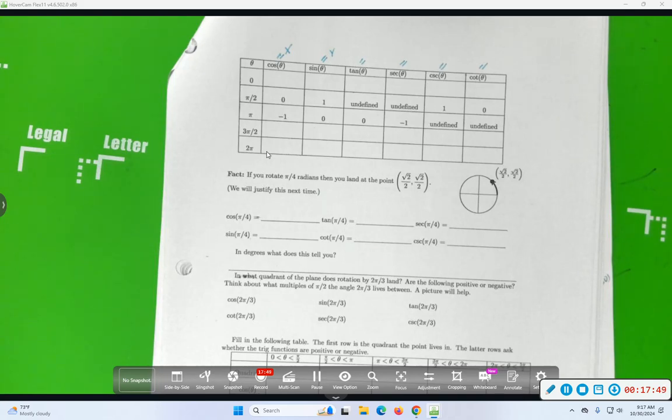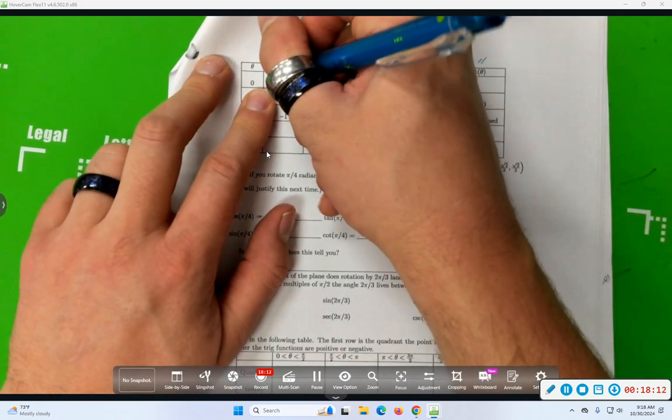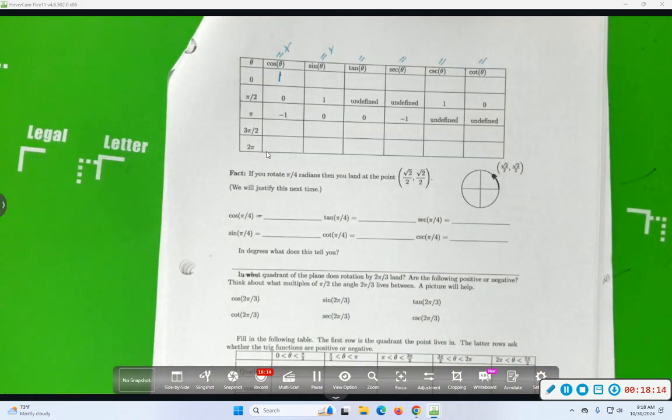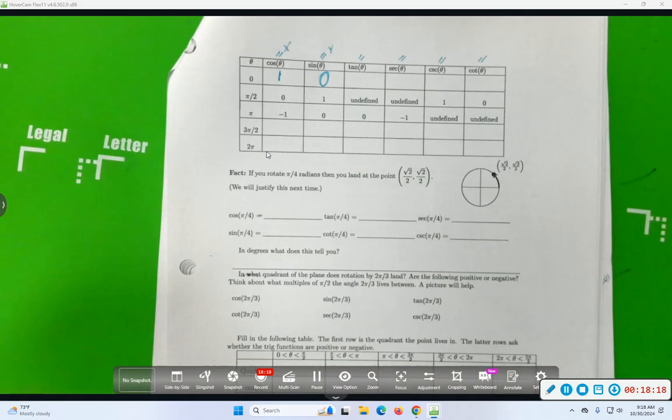So let's think about 0. So you start at the point 1, 0. You rotate by nothing, so you stay put. So if you start at the point 1, 0 and you don't do anything, then what point are you at? 1, 0. I know I shouldn't be ending my sentences with prepositions, but. So the cosine, the x-coordinate, is 1. If you start at 1, 0 and don't do anything, you're still at 1, 0. Sine, the y-coordinate, is 0.